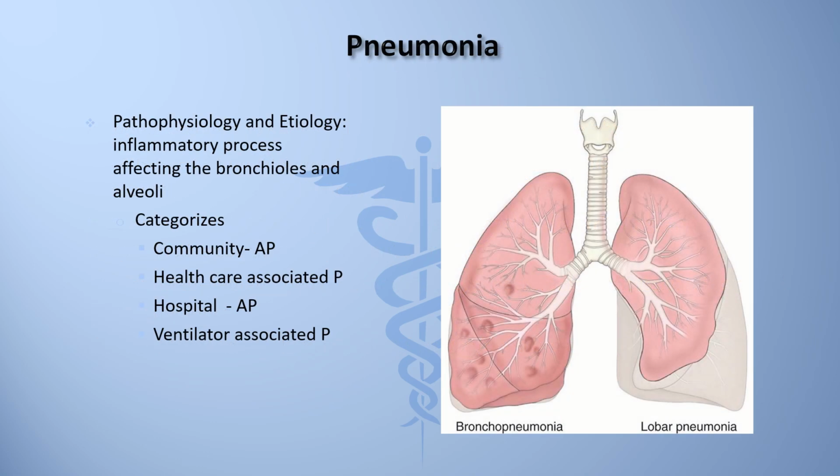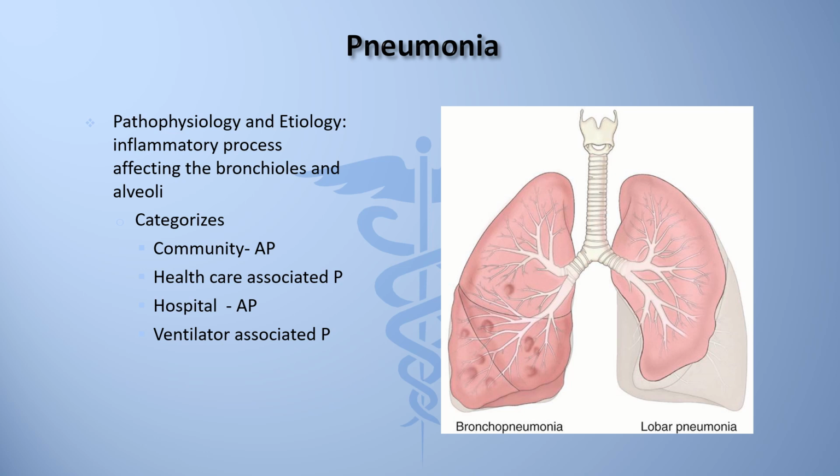Pneumonia is the inflammatory process affecting the bronchioles and the alveoli. This is an acute lung infection in which the alveoli are filled with exudate, which reduces the surface area for the gas exchange. So this means you have an increased exudate or fluid and decreased movement of your O2 and your CO2. There are different categories.